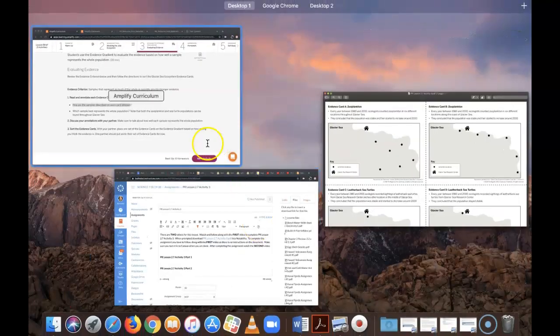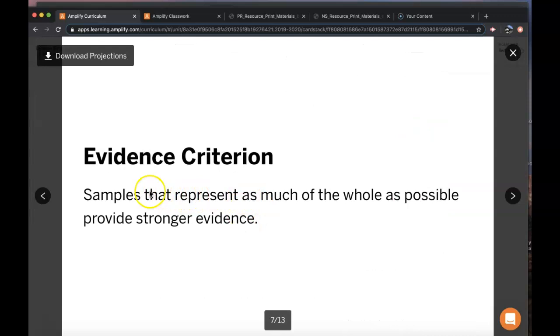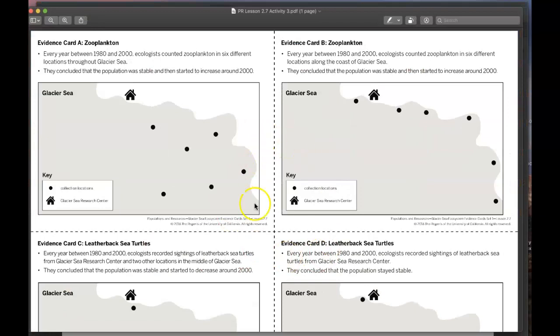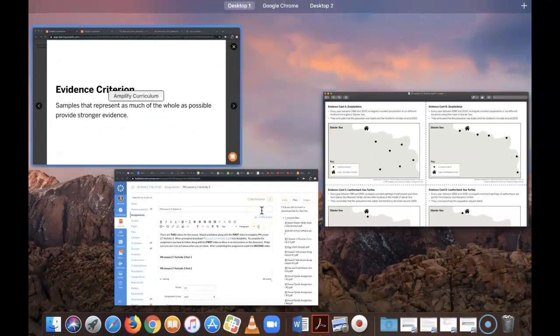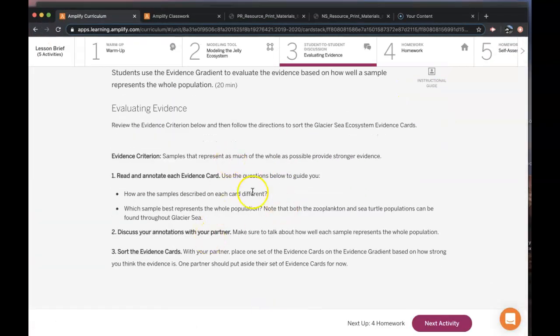So again, thinking about the evidence criterion, which one has samples that represent as much of the whole as possible? So put a 1 on the card you think is the strongest, and then a 2 on the card you think is the next strongest, etc., until you get to the 4th card, which you think is the weakest card or the weakest evidence. So that is what you're doing in this activity. Again, it's going to be a little bit different than it says on this screen here for activity 3. So just follow along with the instructions that I just said.